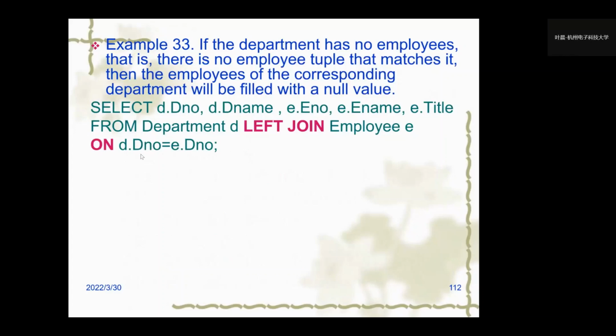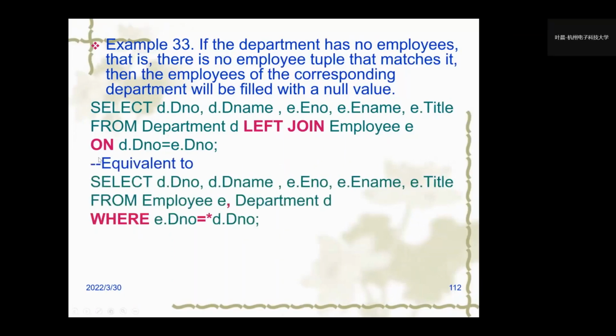On the condition that the department dno column value is equal to the employee dno column value. So according to this left join, we can keep all the tuples of the department in the query result. And for the tuples in department D which we can't match with this condition, we will use a null value for the tuples in employee E.